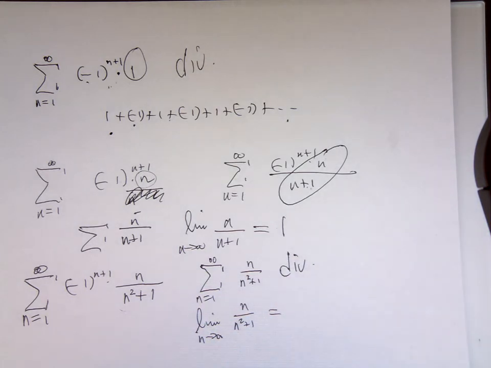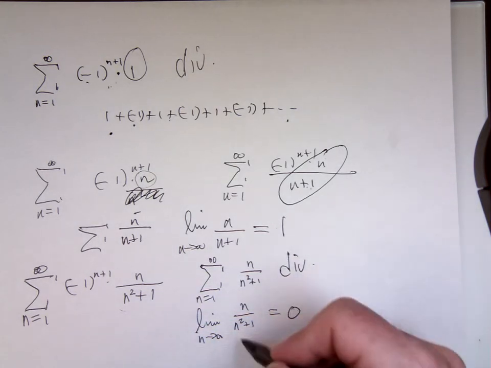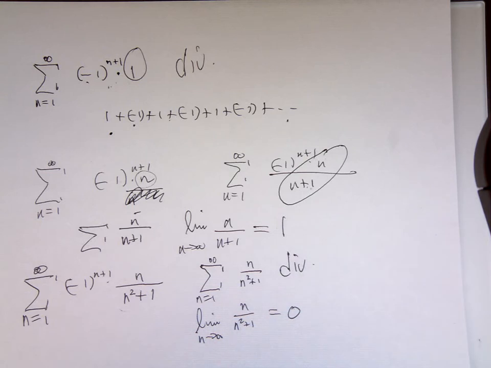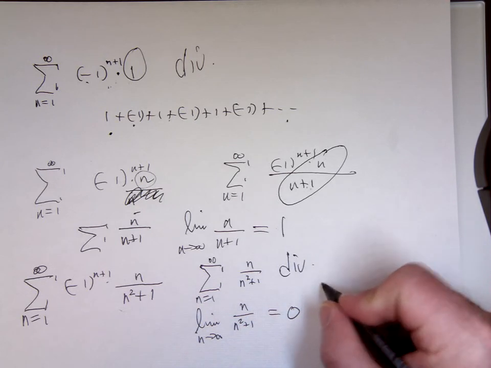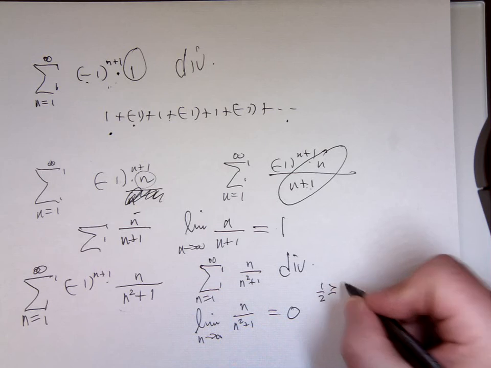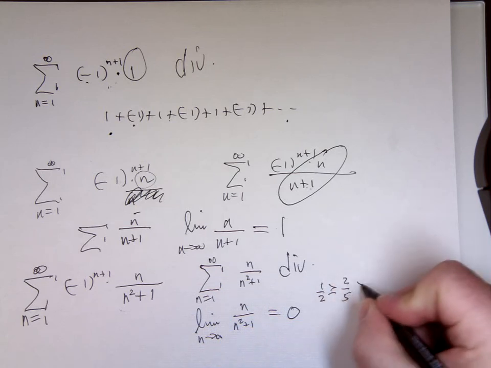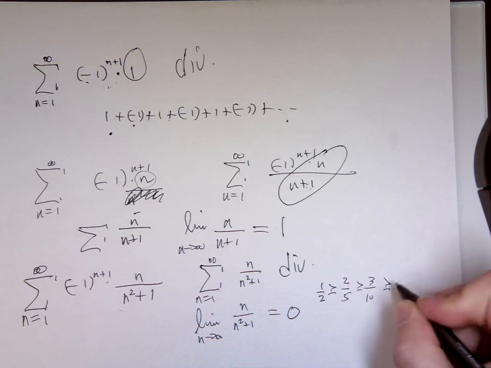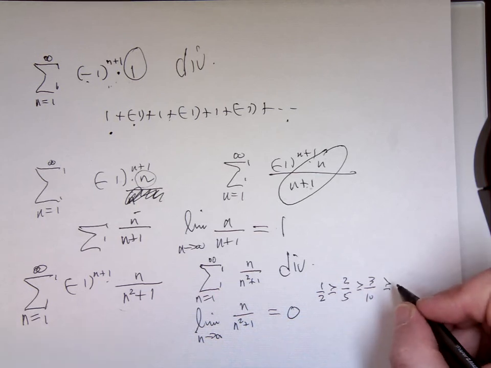Next thing to do, we have to look at the terms, and this is what Eric was just doing, looking at the terms to see if they're decreasing. When it's 1, we get 1/2. And when it's 2, we get 2/5. And when it's 3, we get 3/10. And when it's 4, we get 4/17. The numerator is increasing, but the denominator is increasing more, causing the terms to decrease.